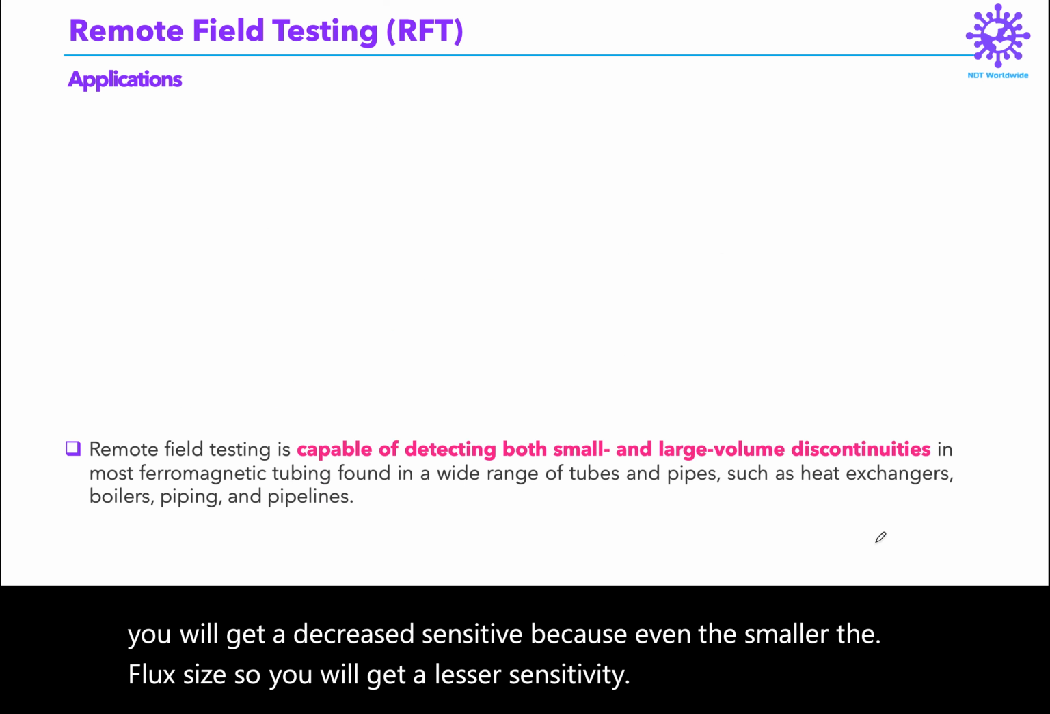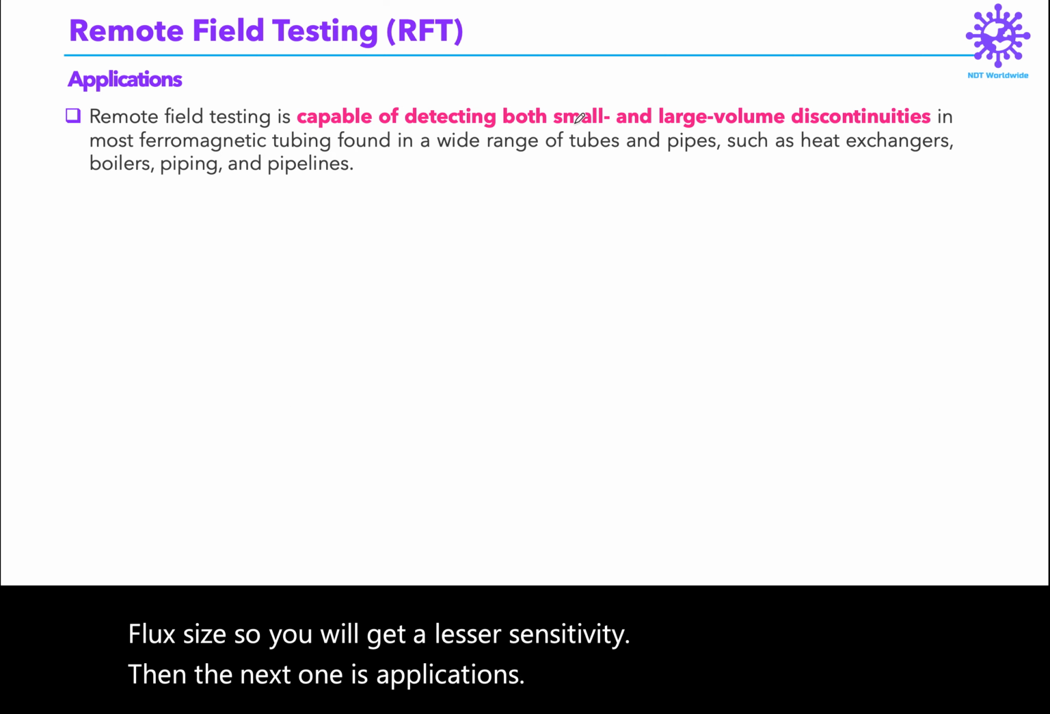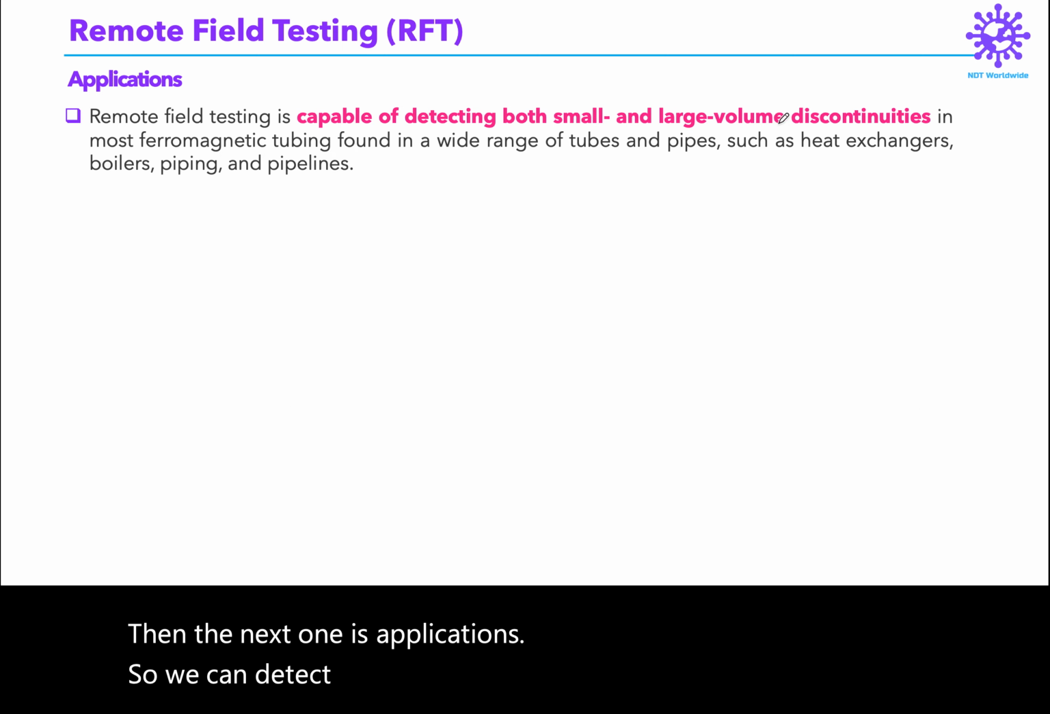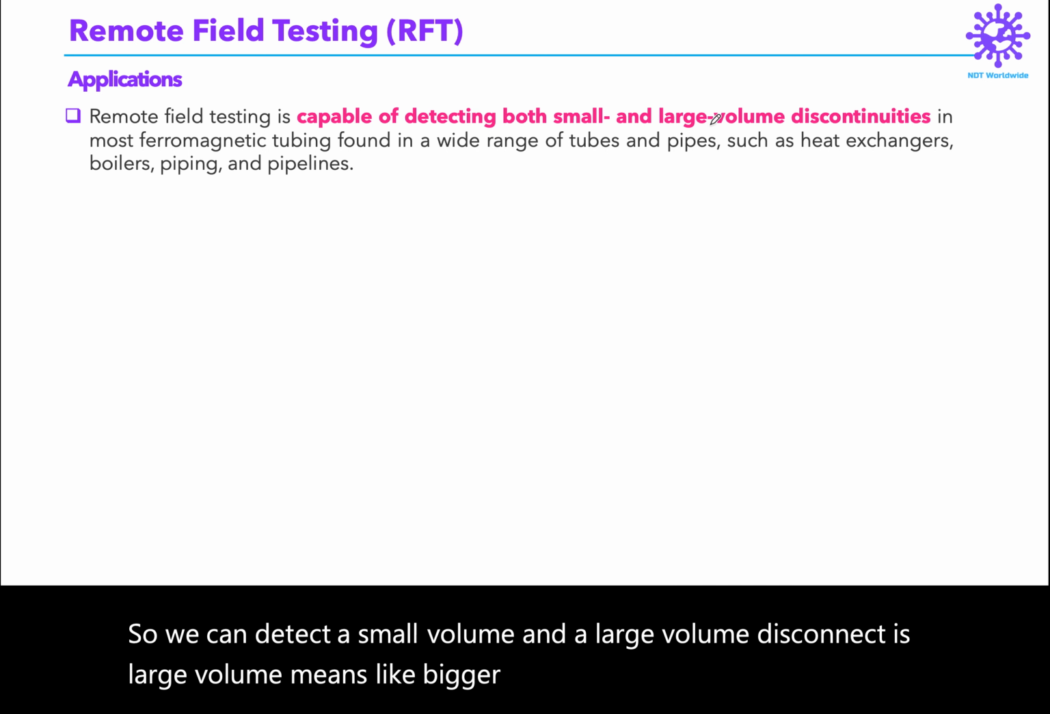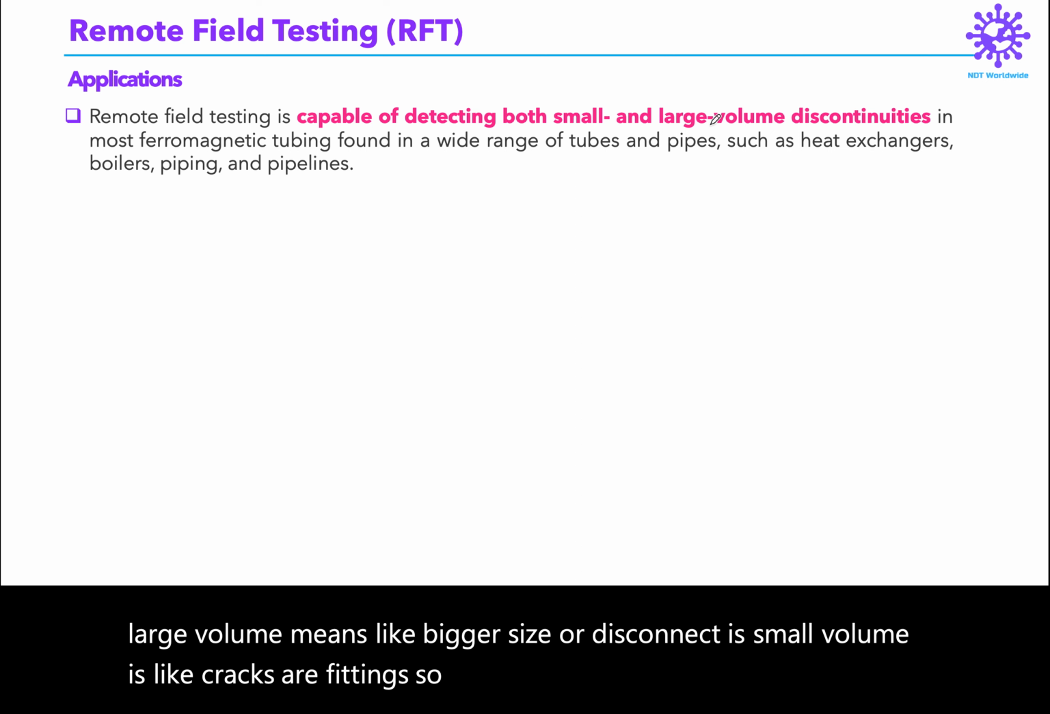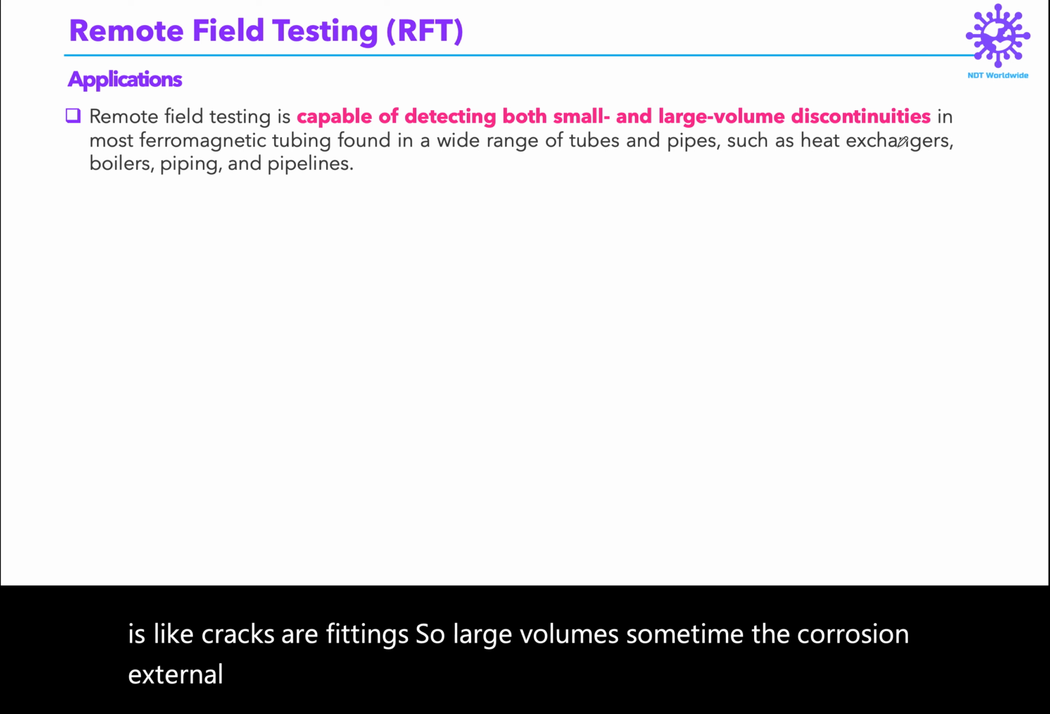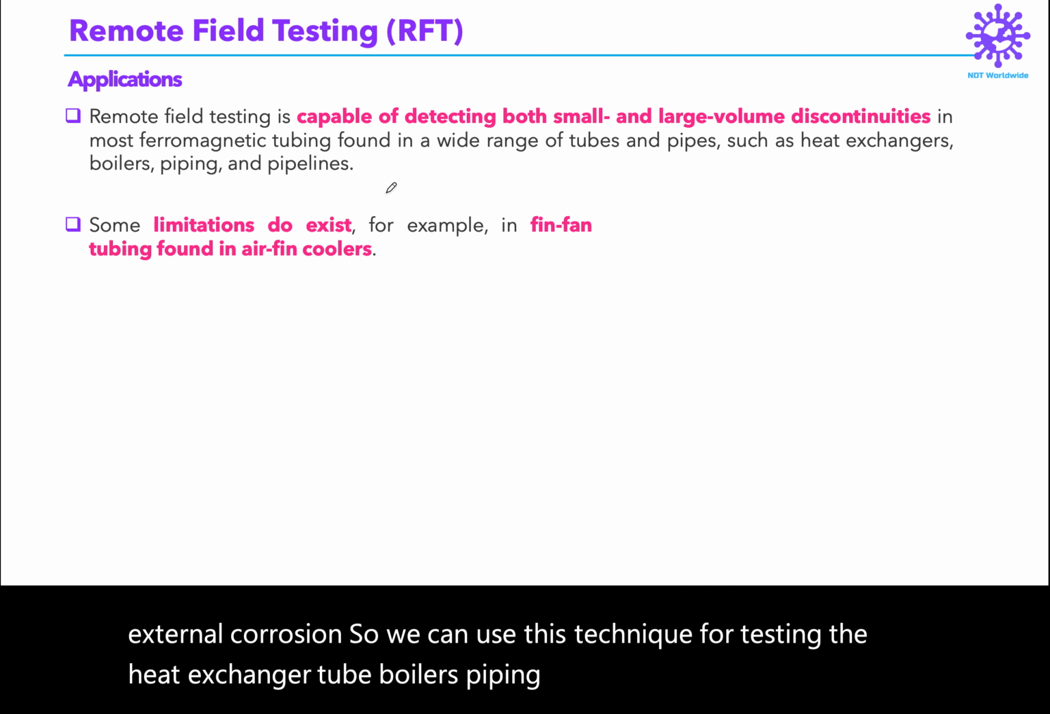Then the next one is applications. We can detect small volume and large volume discontinuities. Large volume means bigger size discontinuities. Small volume means cracks or pittings. Large volume is sometimes the corrosion, external corrosion. We can use this technique for testing heat exchanger tubes, boilers, piping and pipelines.